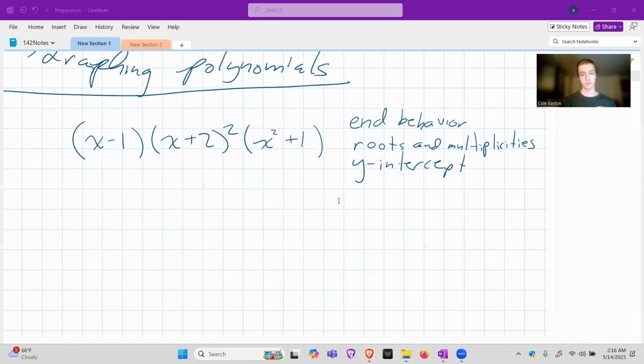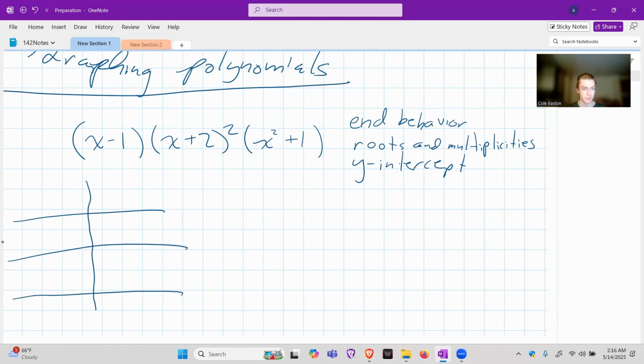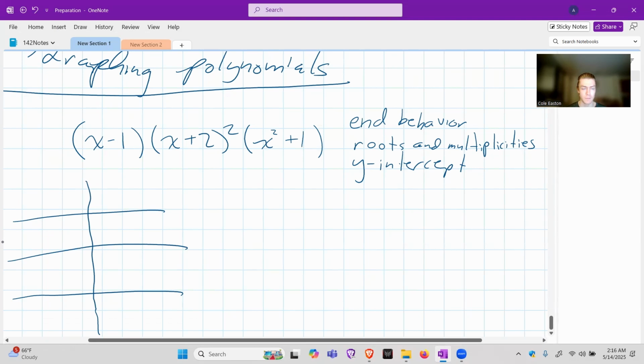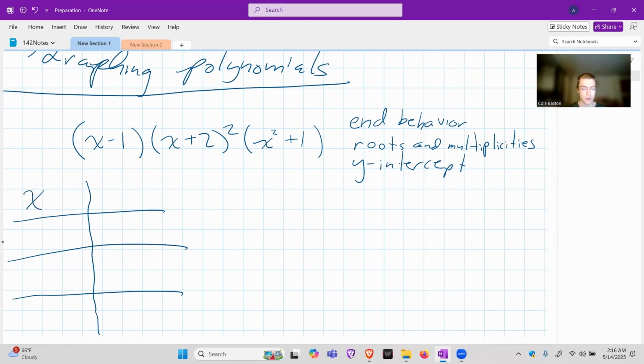Let's just do a quick little table of behaviors, just to remember. So ultimately there's 4 of them. I'm going to go x to the odd, and I'm just going to draw arrows here. So it falls to the left, rises to the right.